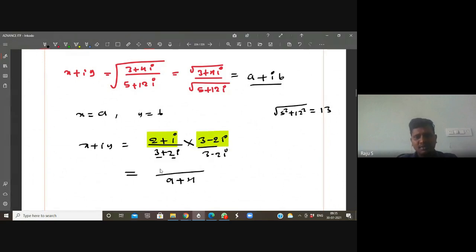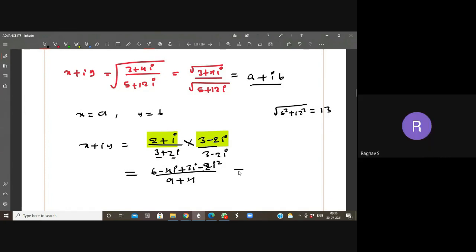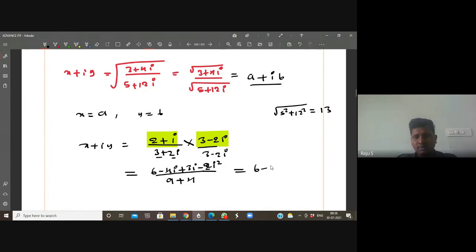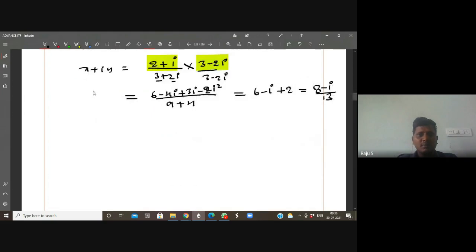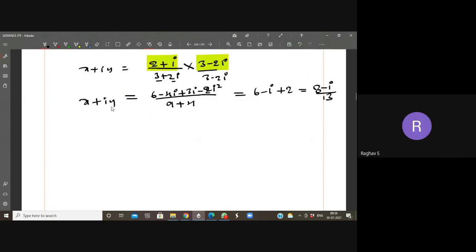Yes, multiply it fast. 6 minus 4 iota plus 3 iota minus 2 iota square. 2 iota square, answer 25, sir. 6 minus iota plus 2, that is 8. So 8 by 13 minus 1 by 13 iota. Okay, comparing, x equals 8 by 13, y equals minus 1 by 13, the coefficient of iota.